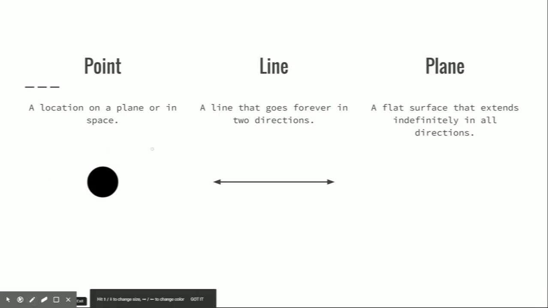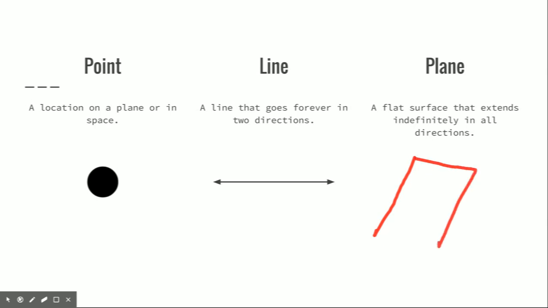A line is a line that extends forever in two directions, and it means that it has no endpoint on either side. It goes on forever and ever. And for a plane, I didn't really have a good picture of that, but basically imagine a flat surface, and then it extends forever in all directions. Kind of like the table that you're on right now. It doesn't extend forever, but imagine if that table did, and that flat surface extended out in all directions forever and ever, and that would be a plane.